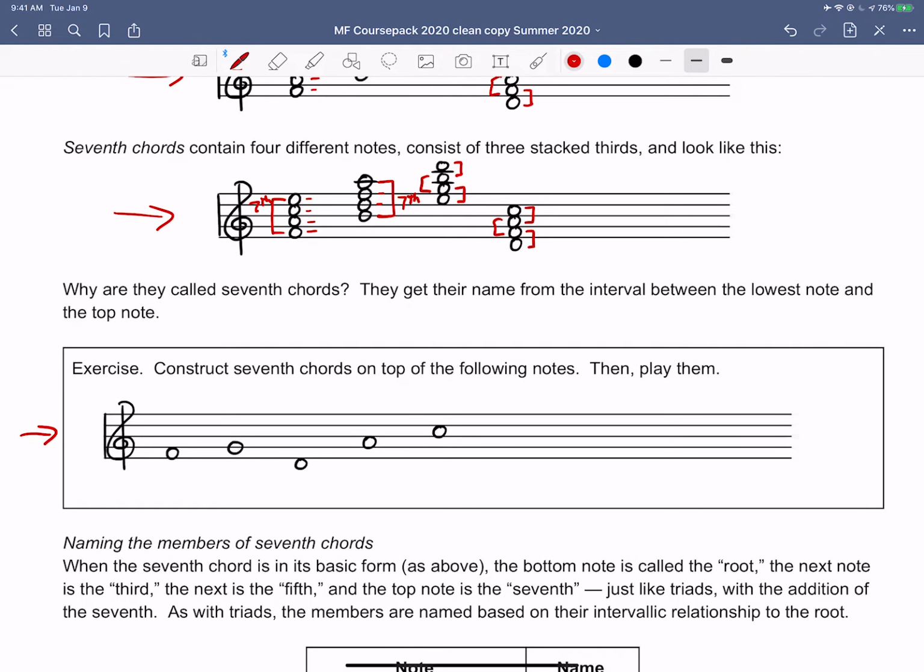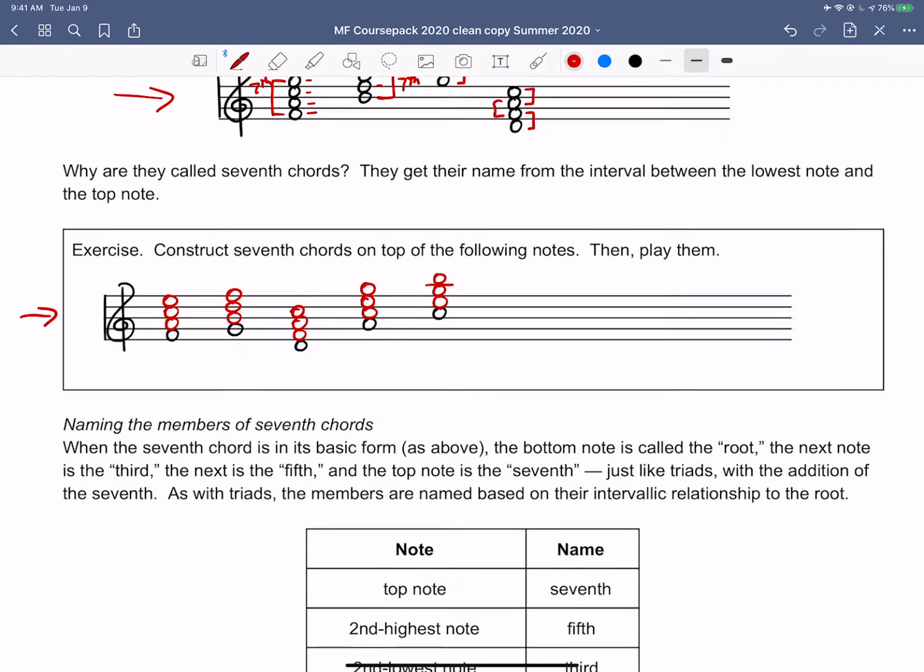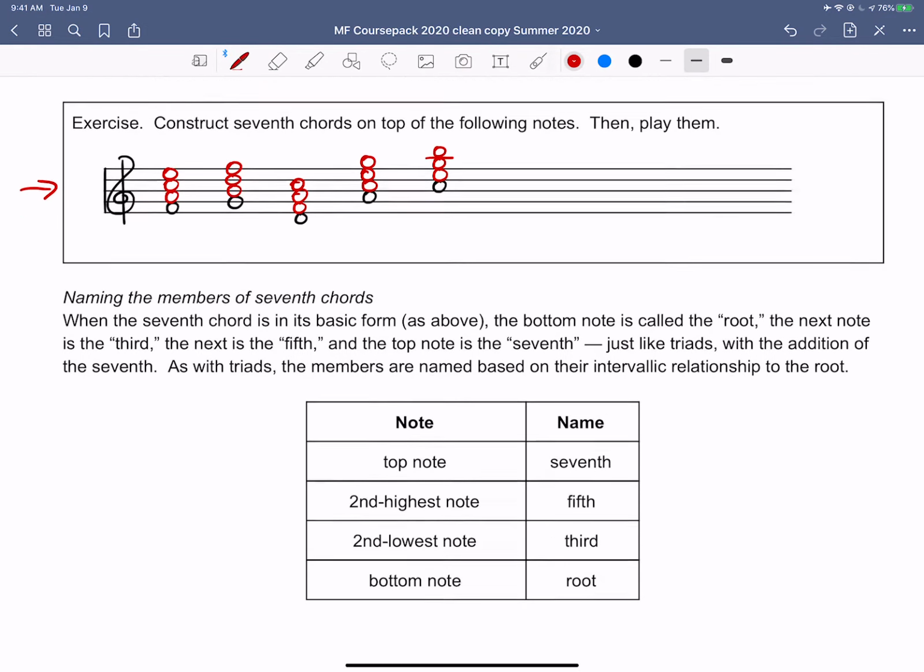In this next exercise, you're just warming up. You are constructing seventh chords on top of the following notes. So you're going to do it like this. If you're given a space note, you just fill in the next three space notes. If you're given a line note, just the next three line notes. So this should be pretty automatic for you already. Just keep track of your ledger lines. Make sure you preserve line, line, line, line, or space, space, space, space.